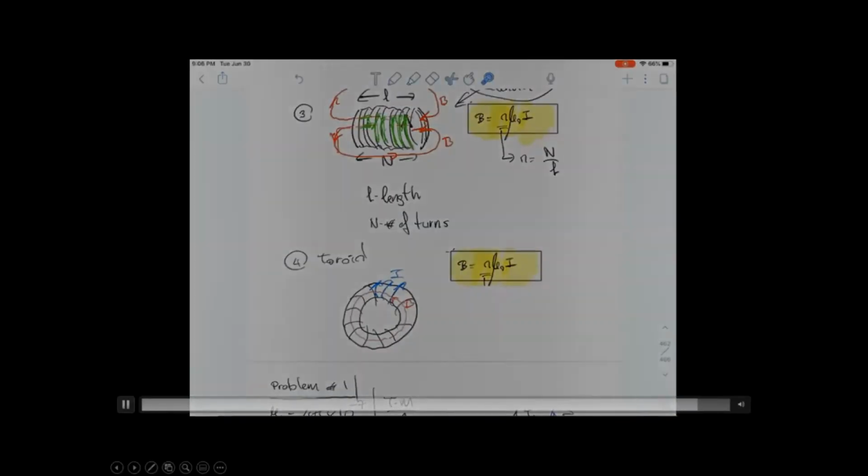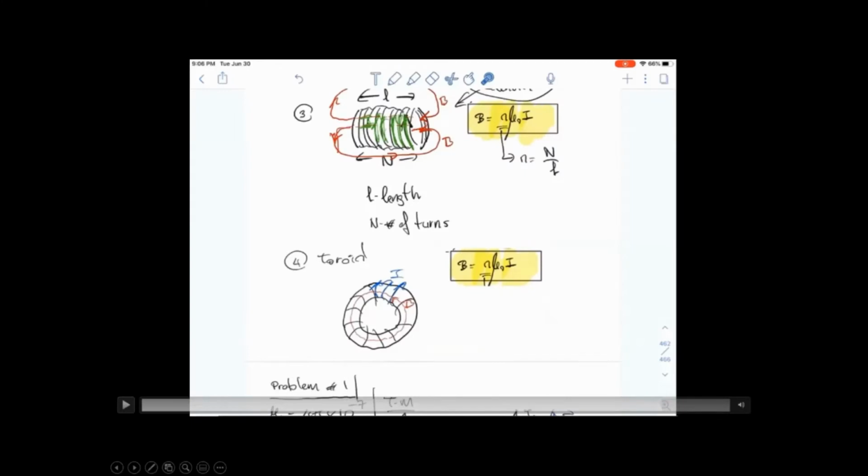Once again, the strength of the magnetic field for the toroid is going to be exactly the same equation. Let's just back out of this. The strength of the magnetic field inside the toroid is going to be exactly the same as the strength of the magnetic field inside the solenoid. So they look exactly the same. So the question becomes: does this mean that the strength of the magnetic field is also constant inside a toroid?